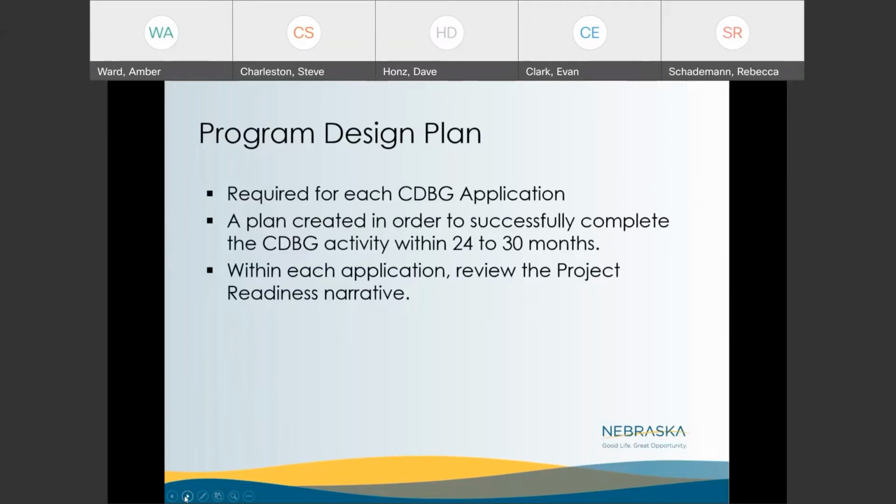So the program design plan is usually within every single application we see, and it's helping you actually implement your project to be successful by the end of the CDBG agreement. It makes sure that you are ready to receive CDBG funds.